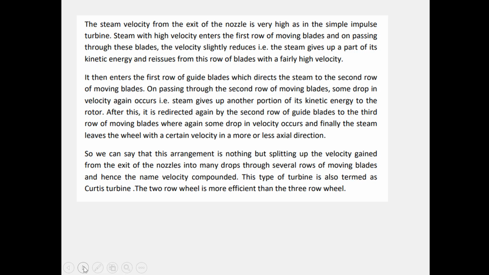less axial direction. So we can say that this arrangement is nothing but splitting up the velocity gain from the axis of the nozzle into many drops through several rows of moving blades, and hence the name velocity compounded. This type of turbine is also termed as a Curtis turbine. The two-row wheel is more efficient than the three-row wheel.